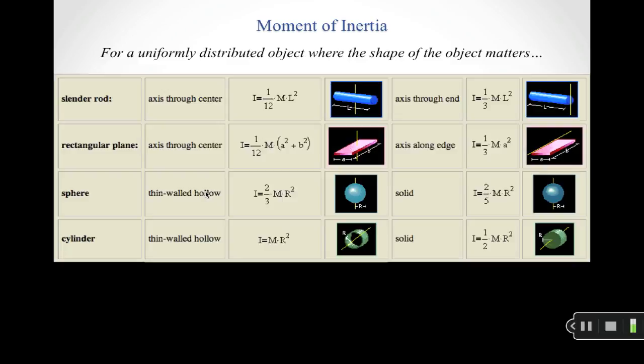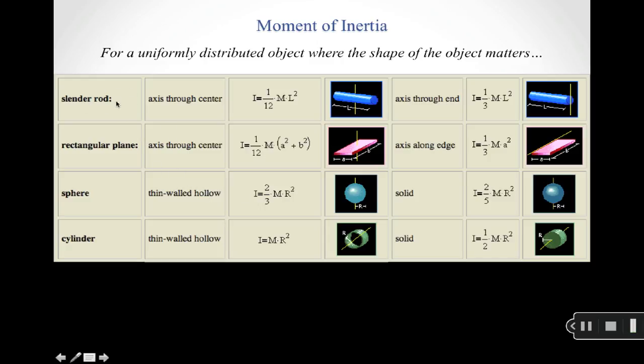So all these are situations where the shape didn't matter, right? I could treat things as point particles. Well, obviously there are going to be plenty of situations where the shape does matter. So for situations where I have a uniformly distributed object where the shape of the object matters, largely what we're going to do is we're simply going to look up what the moment of inertia is. And so here's a table. There's one in your book as well.